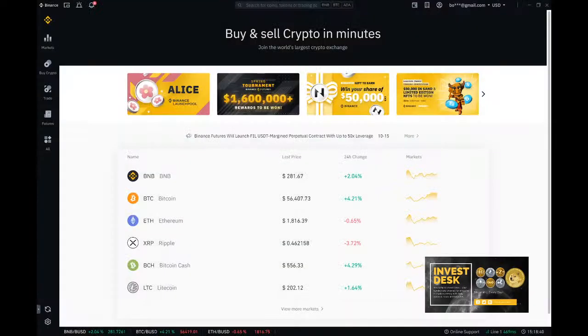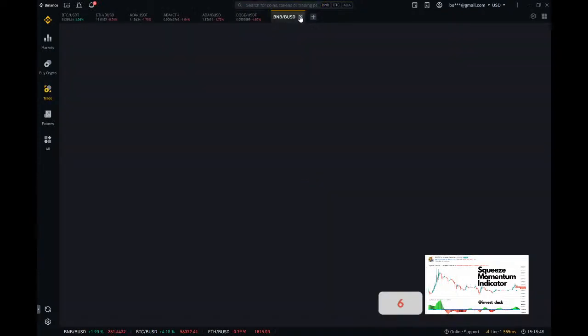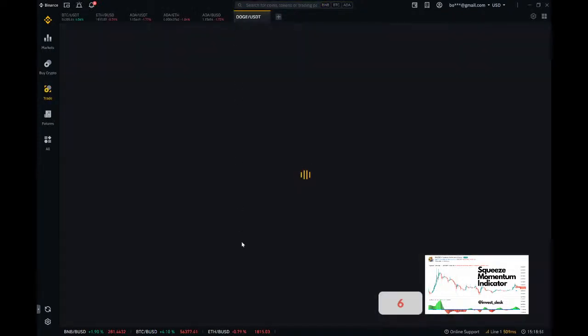Welcome everybody. We are going to talk about the squeeze momentum indicator, but let's first check out the Dogecoin price and see where it's at before I demonstrate how to actually set this up. So let's go ahead and bring up our Dogecoin chart here. There we go. So let me go ahead and we're looking for Doge right here.